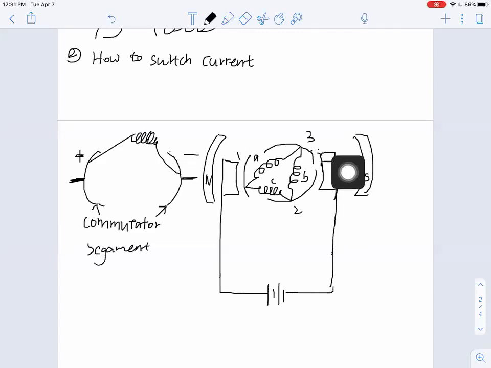So at this moment, at this angle, coil B does nothing because it is not energized, because both ends are connected to the same brush at the same voltage potential, right? So it's not energized.